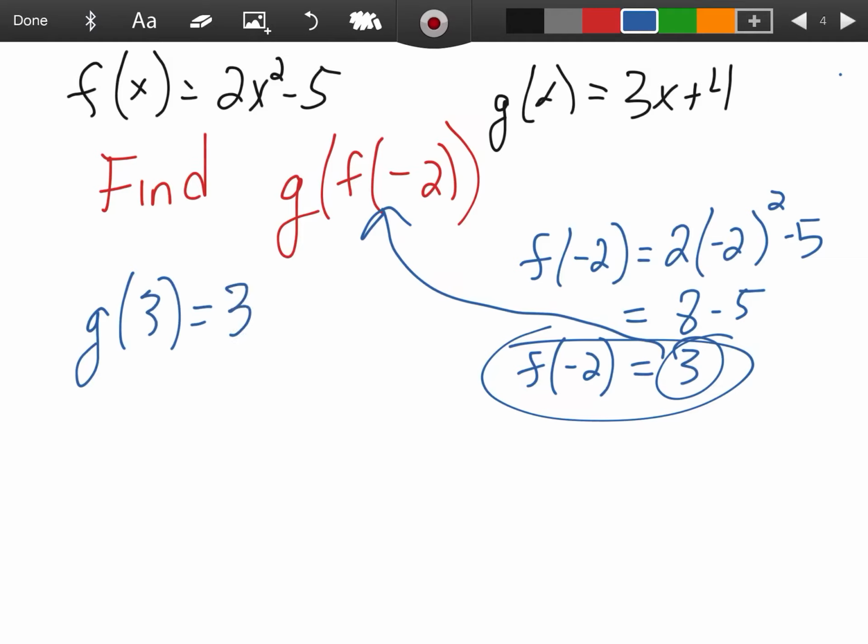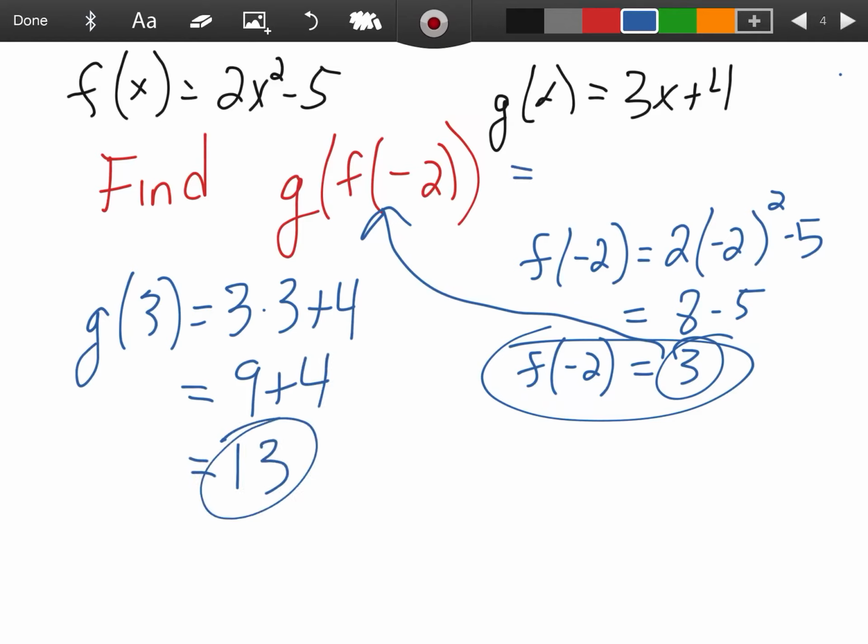G of 3 is 3 times 3 plus 4. That's 9 plus 4, which is 13. So g of f of -2 is equal to 13.